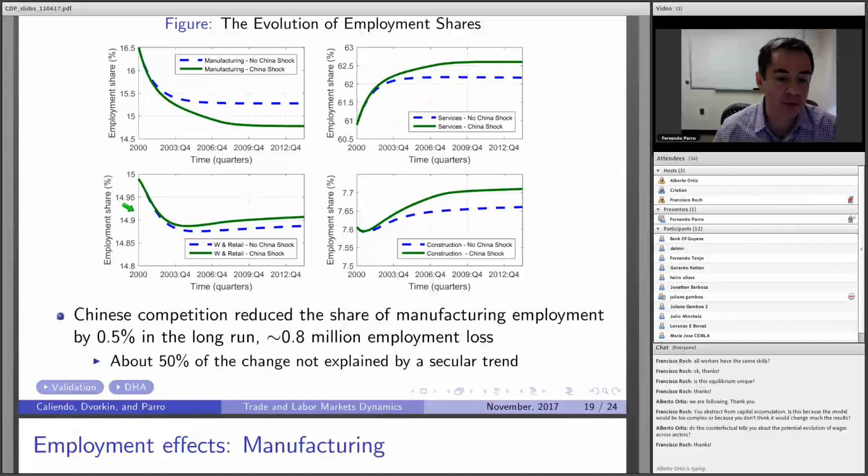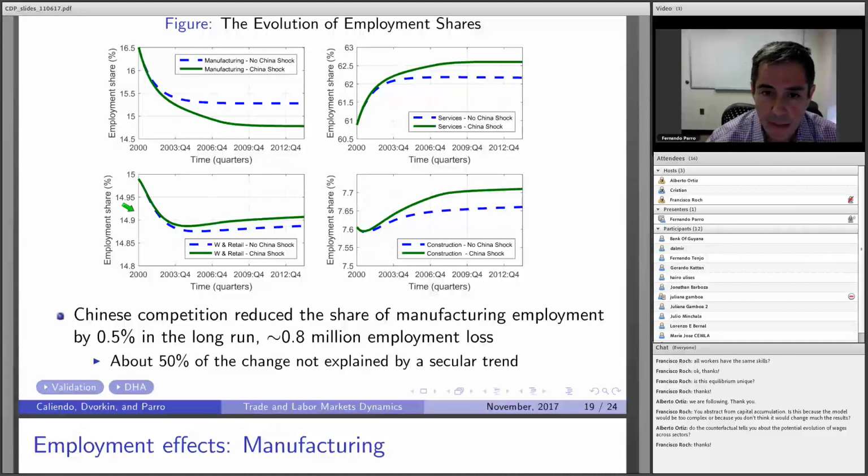So then, going back to the figure, we find about an 800,000 decline in manufacturing employment. If you look at the other figures, we find that employment in the services sectors grew, and employment in the construction sector grew. The services sector expanded as a consequence of the China shock.